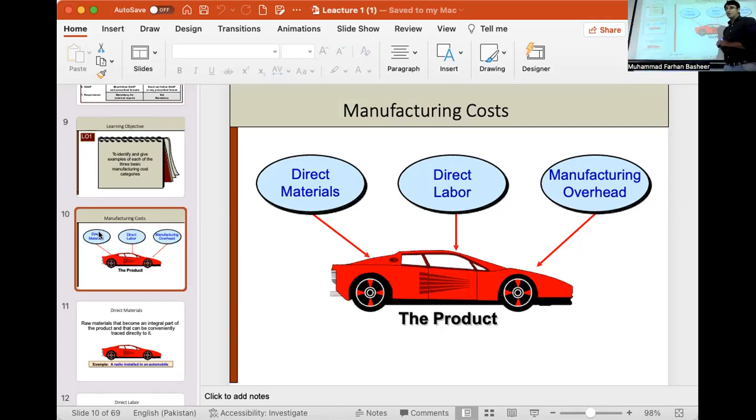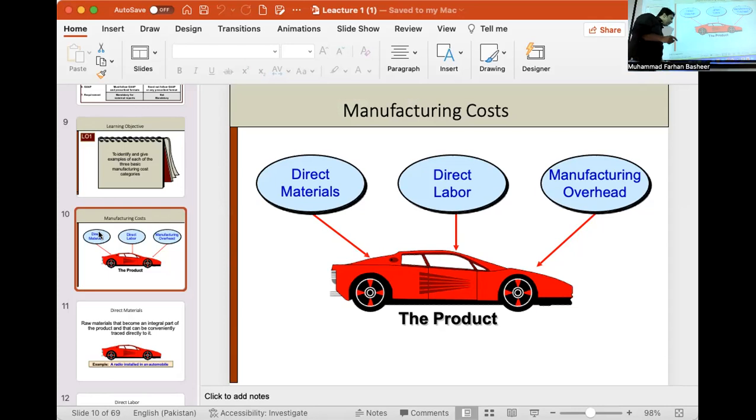Got my point? So today we will discuss cost, different types of cost, and we will start with manufacturing cost. What is manufacturing cost? Manufacturing cost is a cost which is incurred in the manufacturing process. And we have three types of manufacturing cost: direct material, direct labor, and manufacturing overhead.